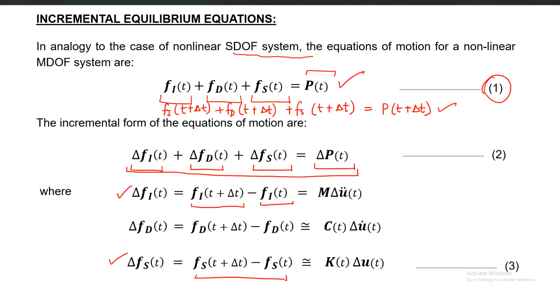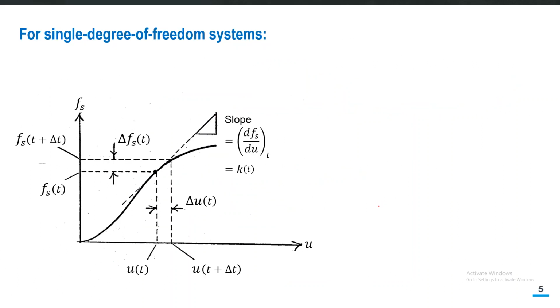Now we will see that by invoking a few assumptions, we can write the delta Fi as m into delta u double dot. Similarly, delta Fd can be written as C of t into delta u dot, and delta Fs can be written as K of t into delta u. And those assumptions are the piecewise linear assumptions.